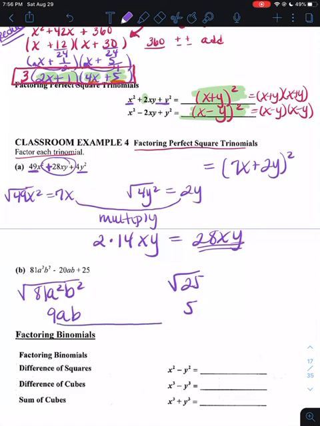If I do 9ab times 5, I get 45ab. And if I multiply that times 2, I get 90ab. So that means that this is not a perfect square trinomial. This actually is not going to be factorable. This is going to be prime.